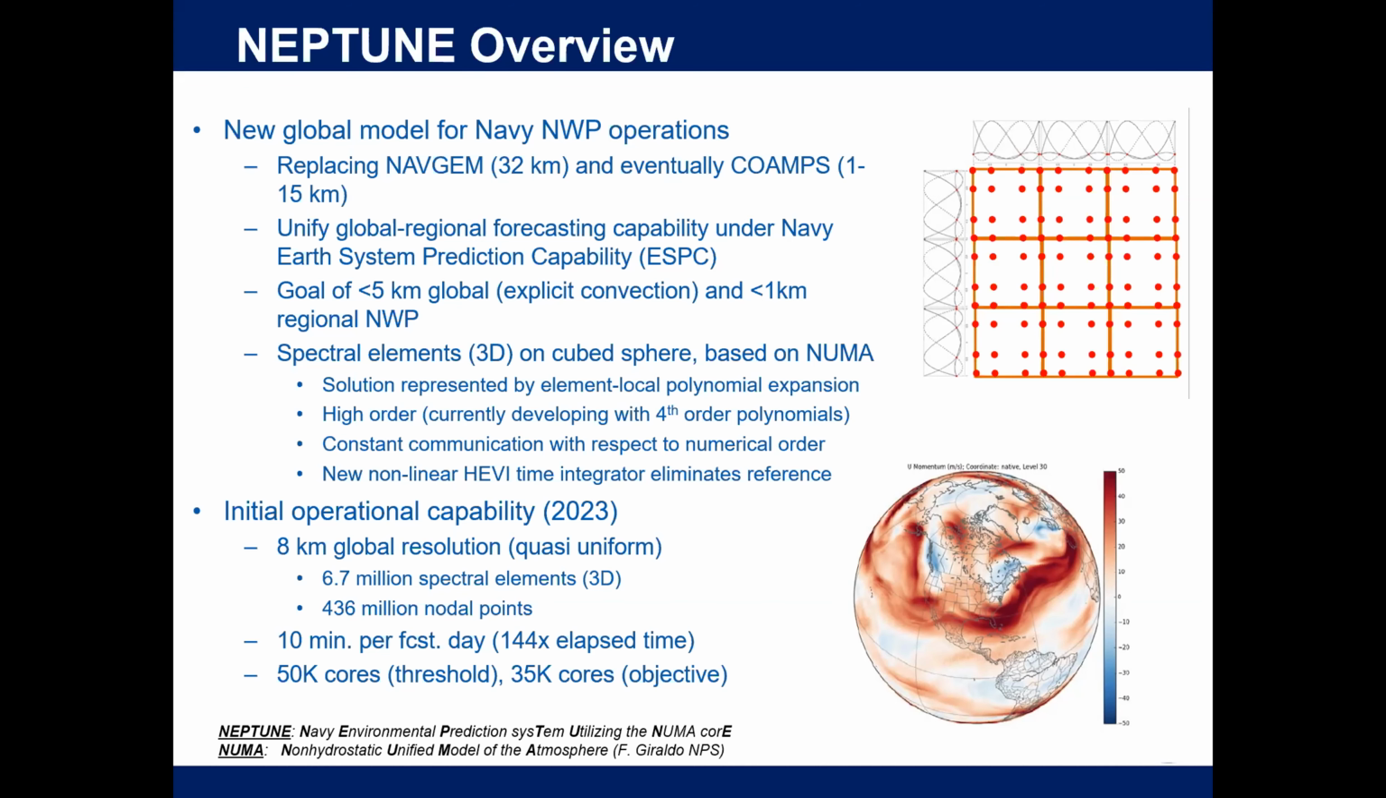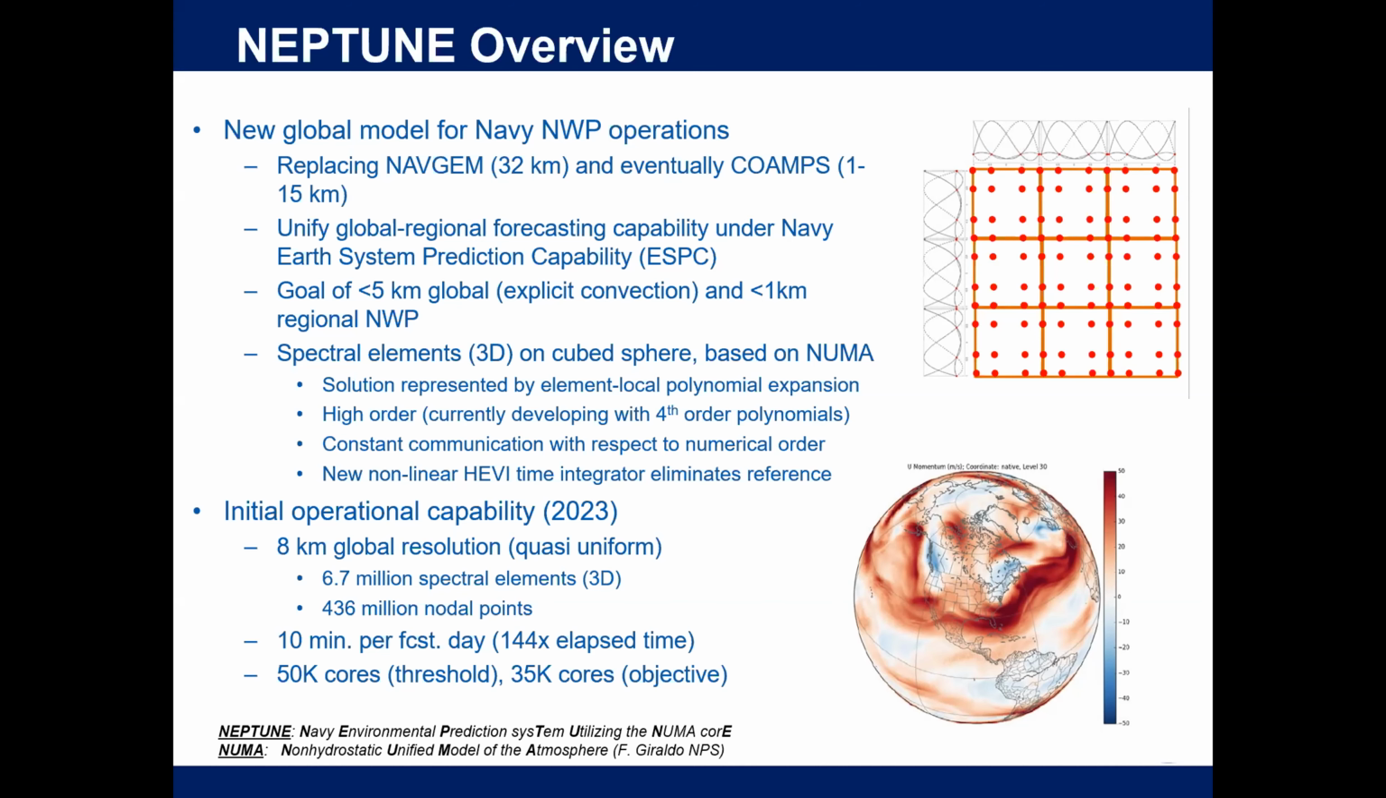The zeros represent the node points. It can be high order. We're currently looking at fourth order polynomials. We could conceivably go up to sixth order. The nice thing about the spectral element, first of all, it's computationally dense, which means that there's good data locality we can exploit.